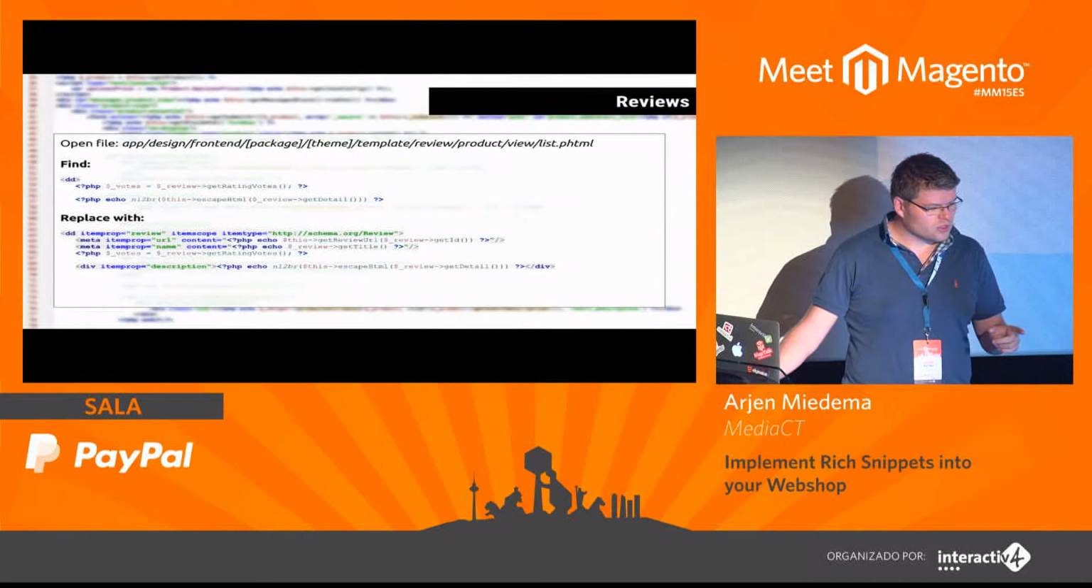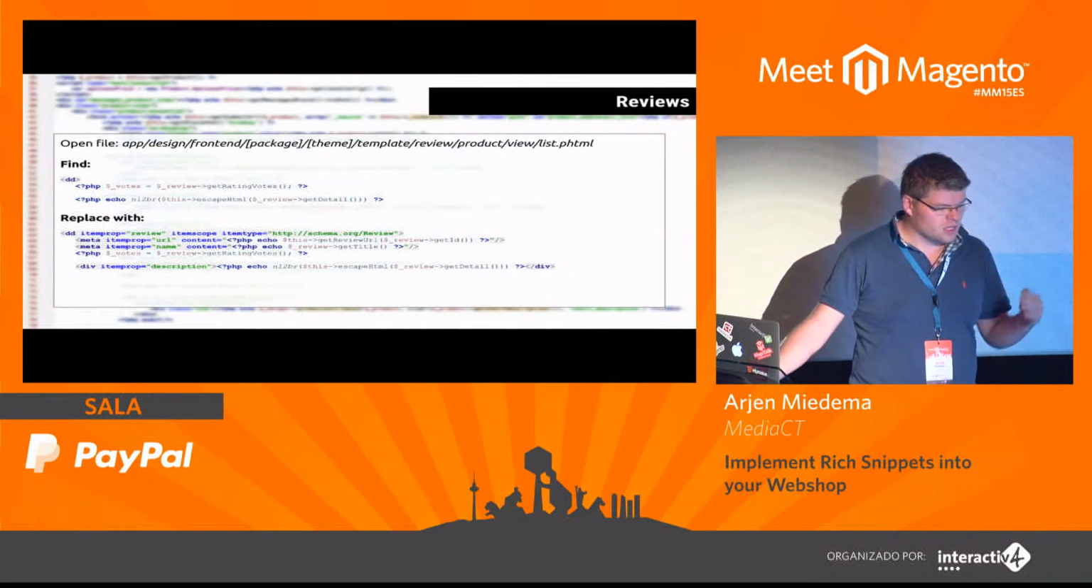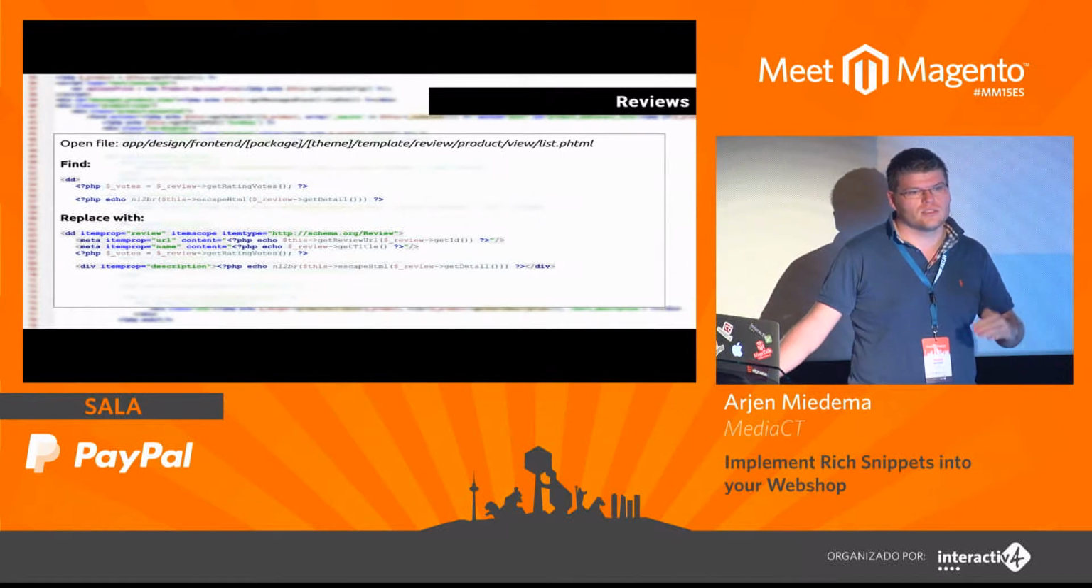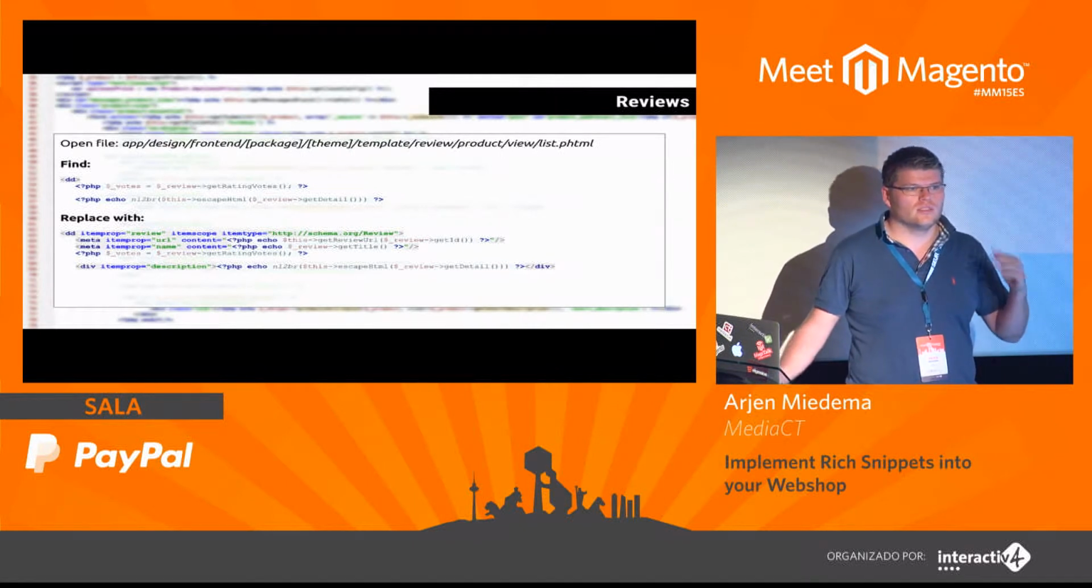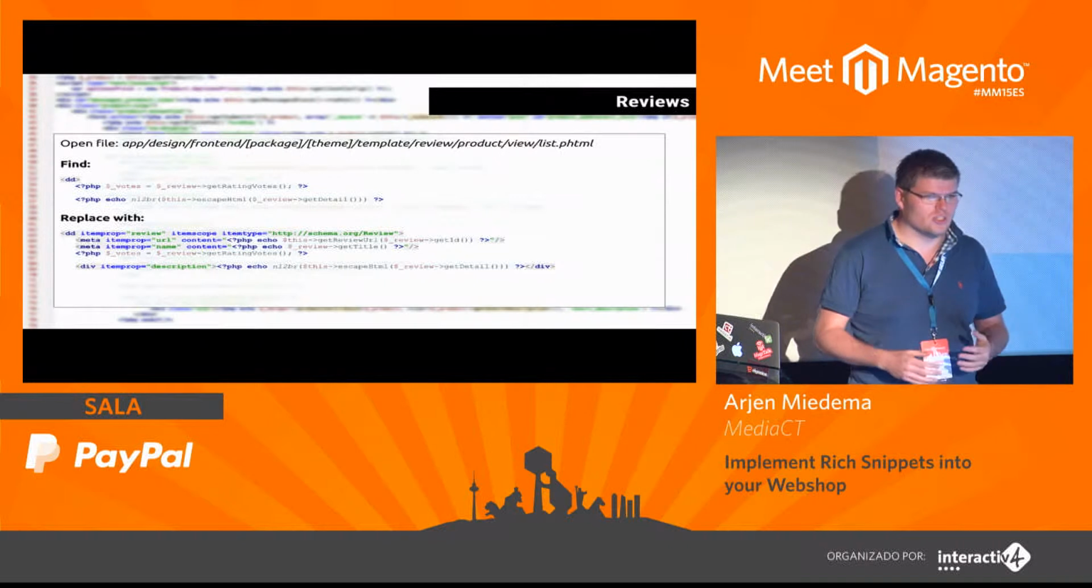The reviews, it's a list of all the reviews you have. Every review will be added to your rich snippets. The reviews aren't visible in the Google search right now, but it shows the amount of reviews your products have.